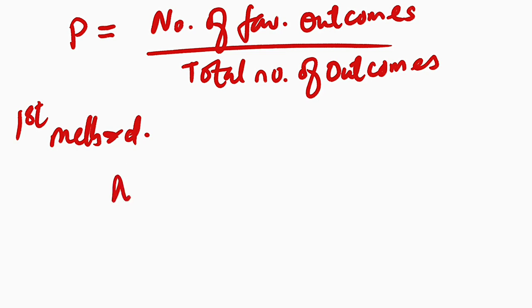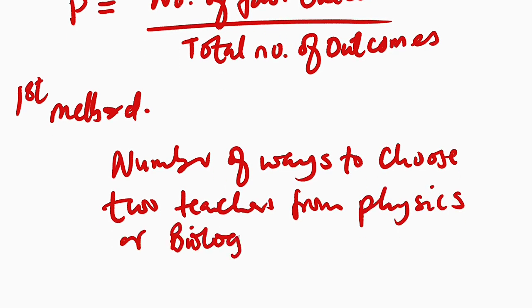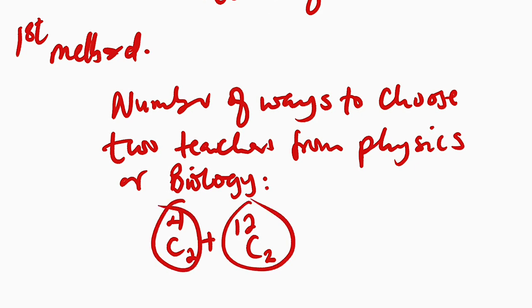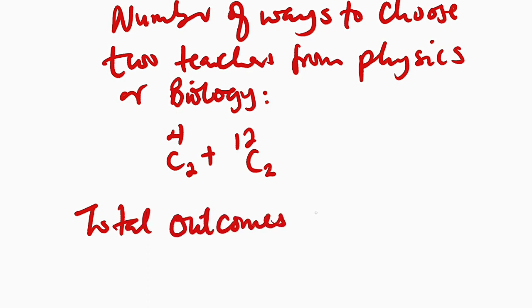So let me even write it here. Number is what? 4 combination 2 plus 12 combination 2. All right. This is for what? Physics, and this is for biology. You know that "or" stands for addition. All right. And the total outcome would be what? You know, we have 40 teachers, so it would be 40 combination 2.